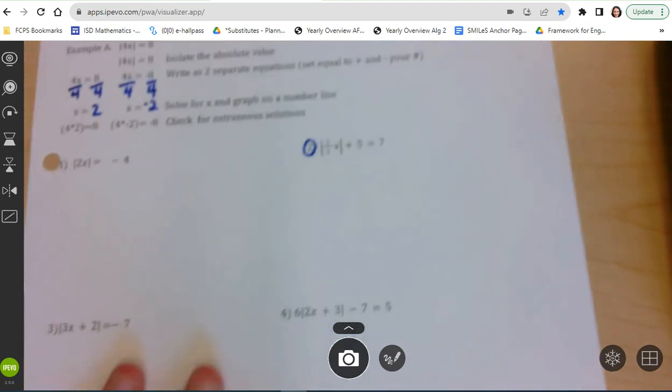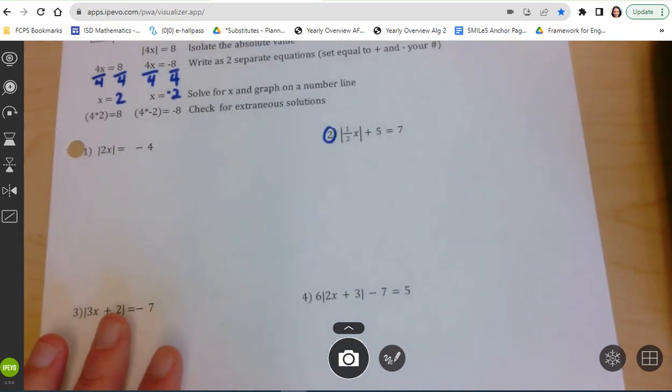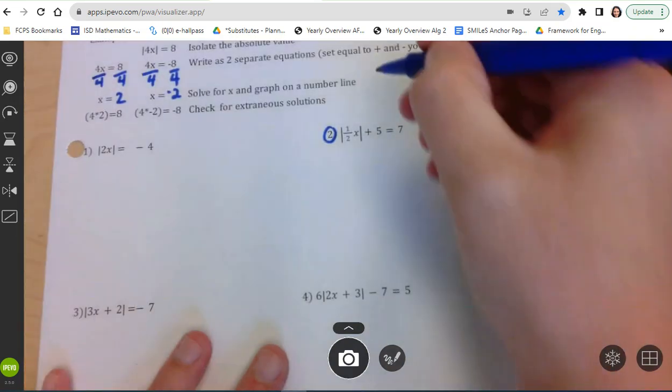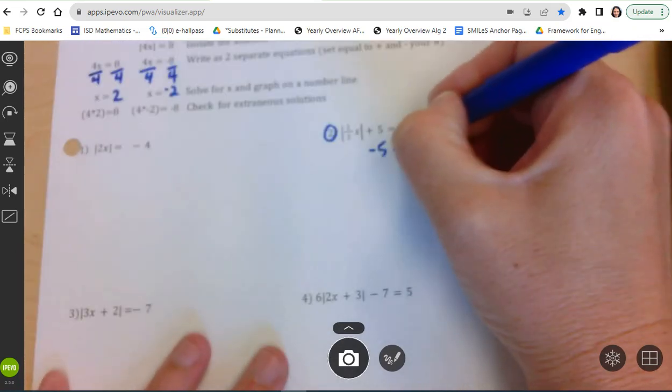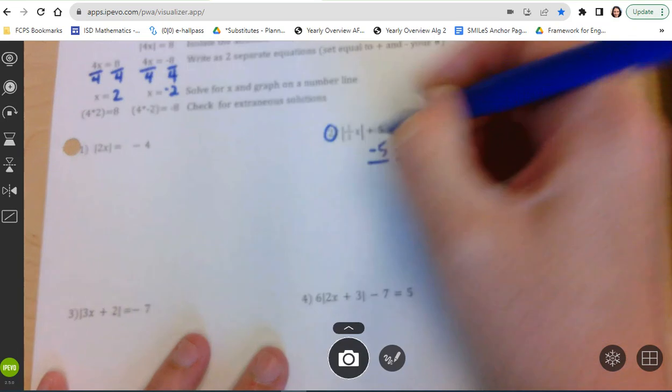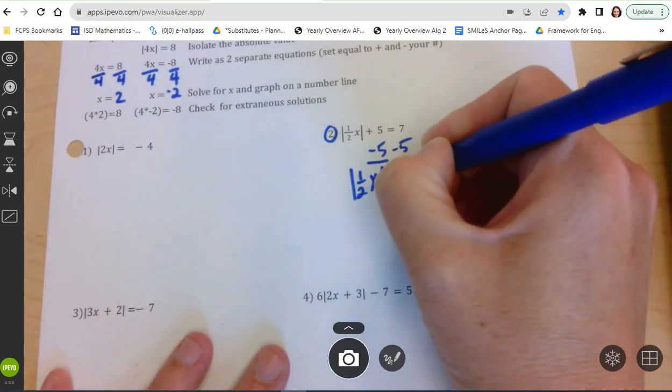I actually want to do this one next, number 2. In problem number 2, I got to get rid of the plus 5 before I can get started. So you have to get your absolute value all by itself. So I'm going to start by getting rid of the plus 5. And I have absolute value of 1/2 x equals 2.